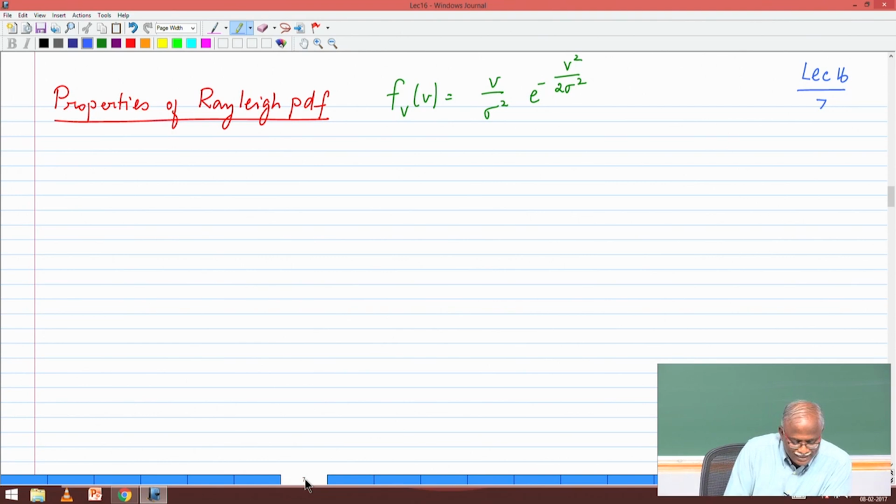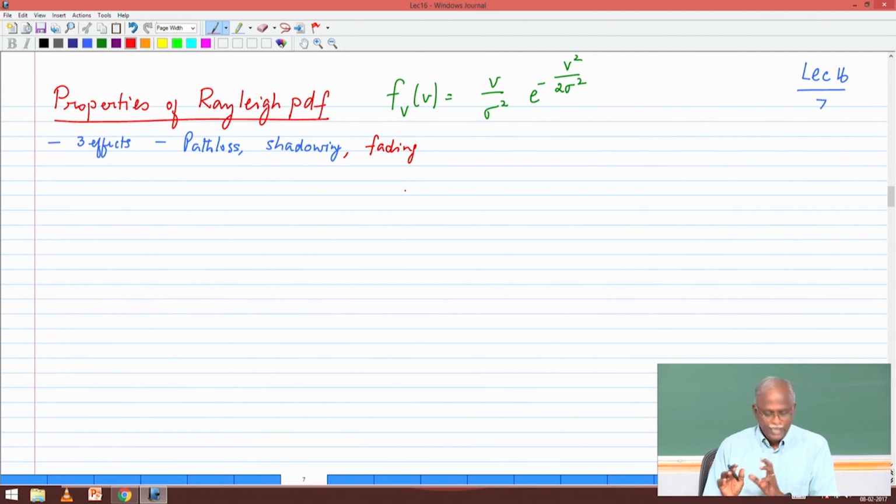So one of the key points that I want to mention is that there are three effects that we are looking at. One is path loss, there is shadowing, and then the third one is where we bring in the effects of fading. Okay, the small scale effects. So basically the third component is what we are looking at.